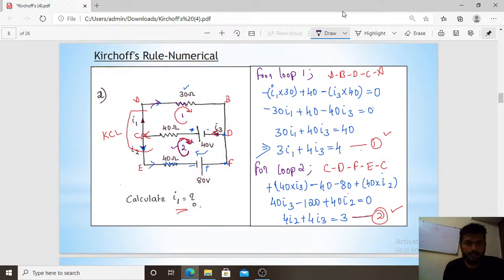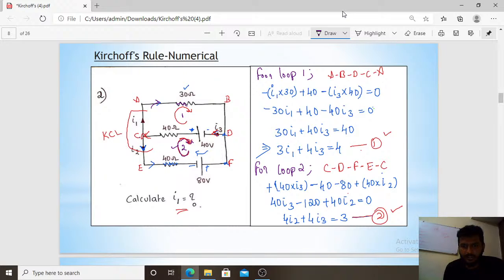Okay, done. So let me go to loop number 2, where C to D. From C to D, my direction, current direction opposite, 40 into I3. Then positive, minus 40. Then here it is again plus to negative, minus. Then we had current direction 40 into I2. So we had 40I3 minus 120, plus 40, that is equal to 0.